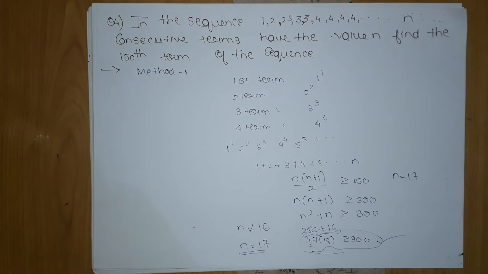So this was method one. It was just analyzing the powers: the term is repeated that many times. So why don't I add the sum of all the powers, which should be greater than or equal to 300, apply that condition for 150, and then find the n value. This was method 1.